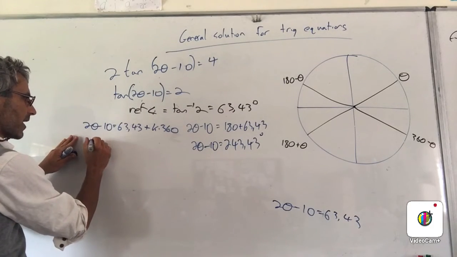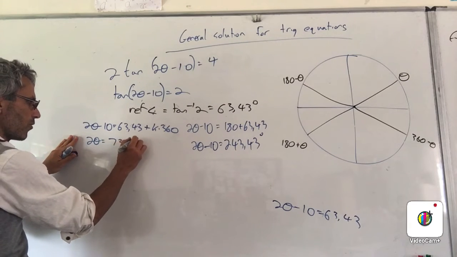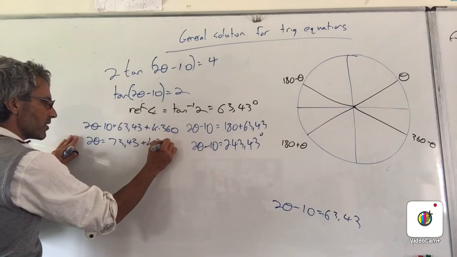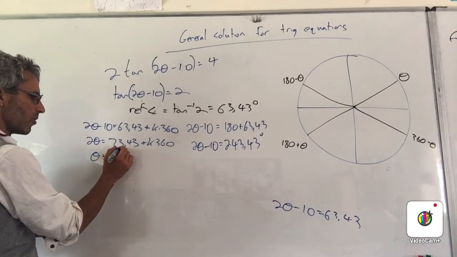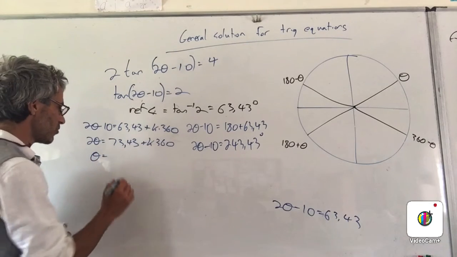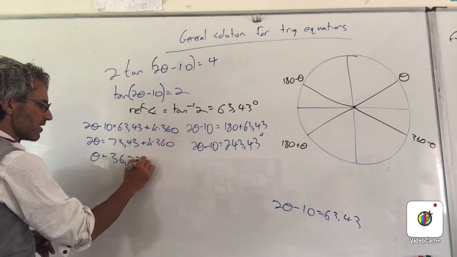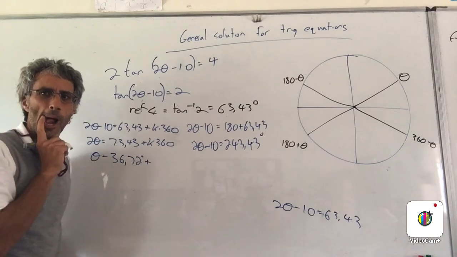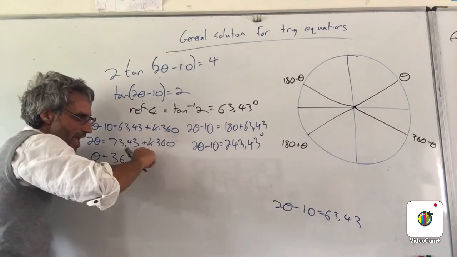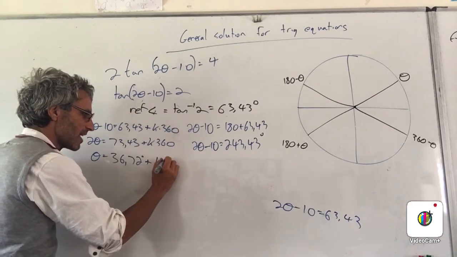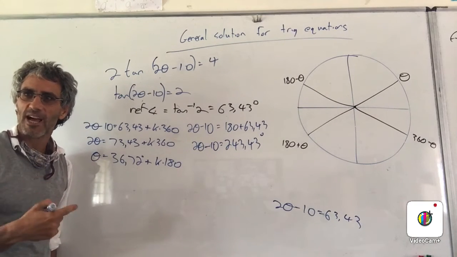So now we're going to add 10 as we added before. 73.43 plus k times 360. Divide by 2. Need your calculator here, guys. 73.43 divided by 2 is 36.72, plus what? 360k divided by 2, we're going to get k times 180. Oh. So now it goes in 180, kind of like the tan.